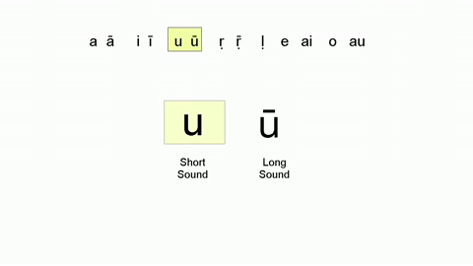The next pair of vowels are sounded u, oo. Notice that the long vowel has the bar or the line over it. I'll say them one more time. U, oo.